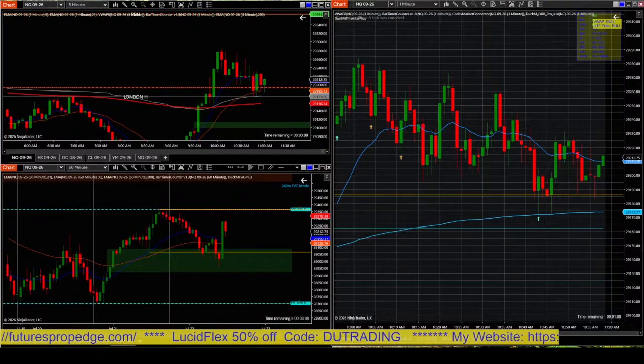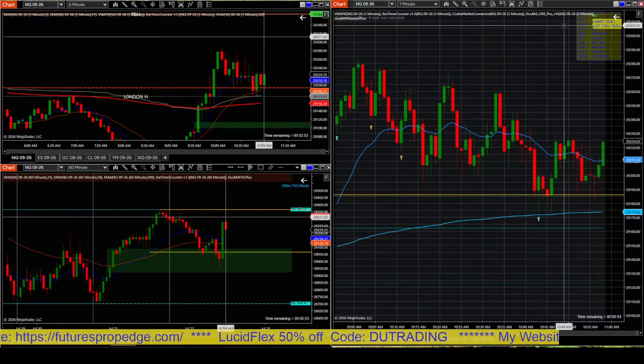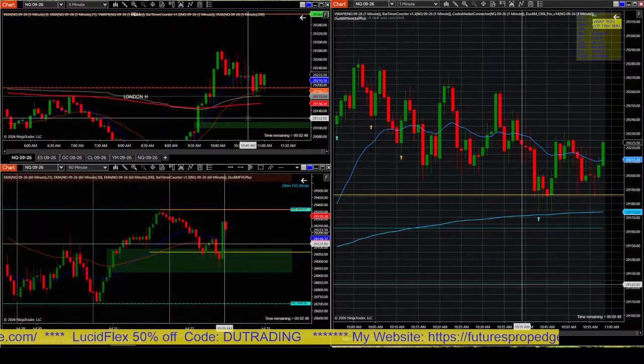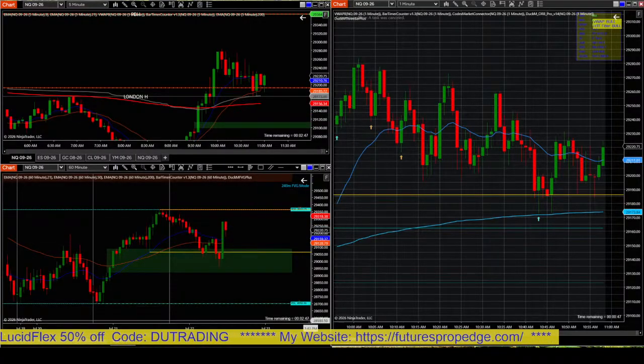Okay, back. 4 minutes, 3 minutes to the next hourly candle. The 5 minutes is starting to look like it's getting ready to start pushing, so still gonna wait. 2 minutes.